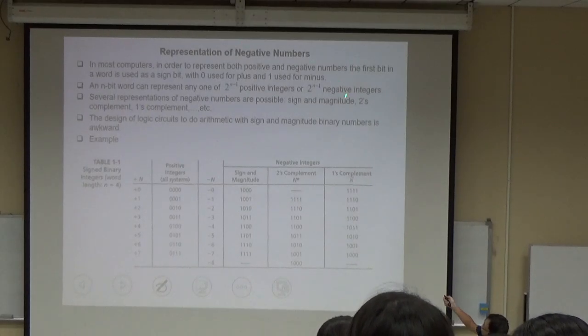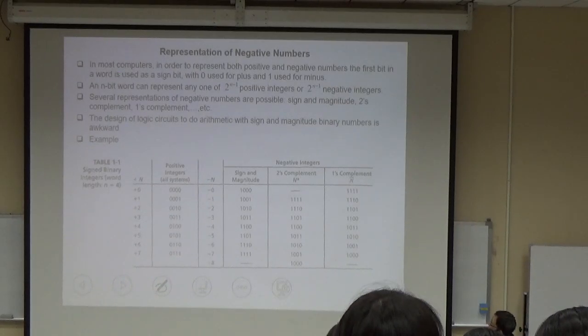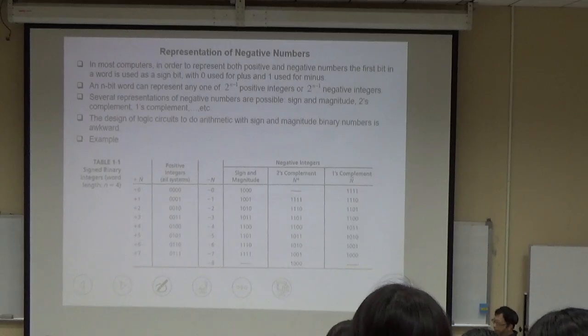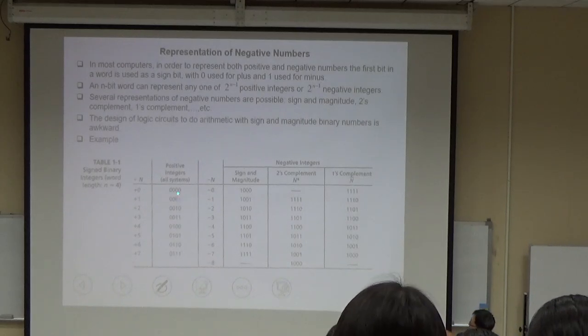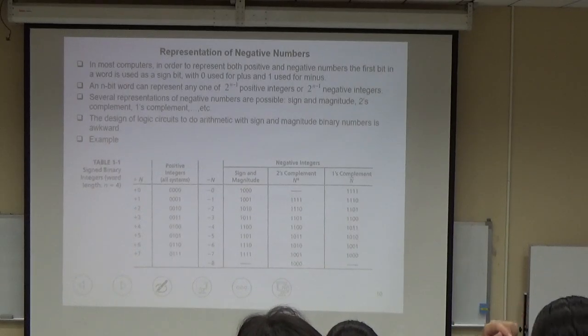So in the first point right here, it mentions that in most computers, in order to represent both positive and negative numbers, the first bit in the word is used as a sign bit. For example, there are 4 bits here. This expression is 4 bits. The first bit is this one. This first bit is called a sign bit.